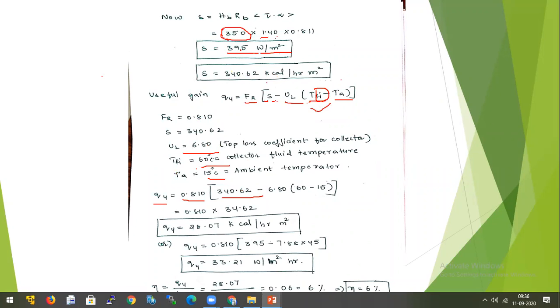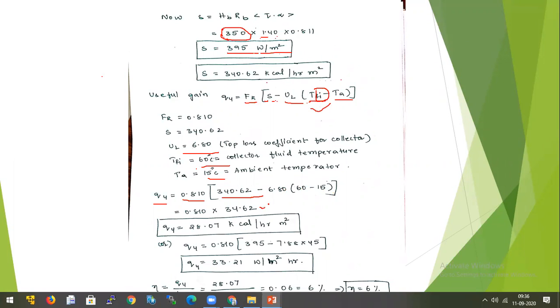If S is taken as 395 watts per meter square, I should take UL also in watts per meter square, that is 7.88. So if you fix one parameter, kilocalories or watts per meter square, all the remaining values should also be taken in that unit only. So 340.62 S value minus 6.80 UL, TF minus TA, so 60 minus 15.